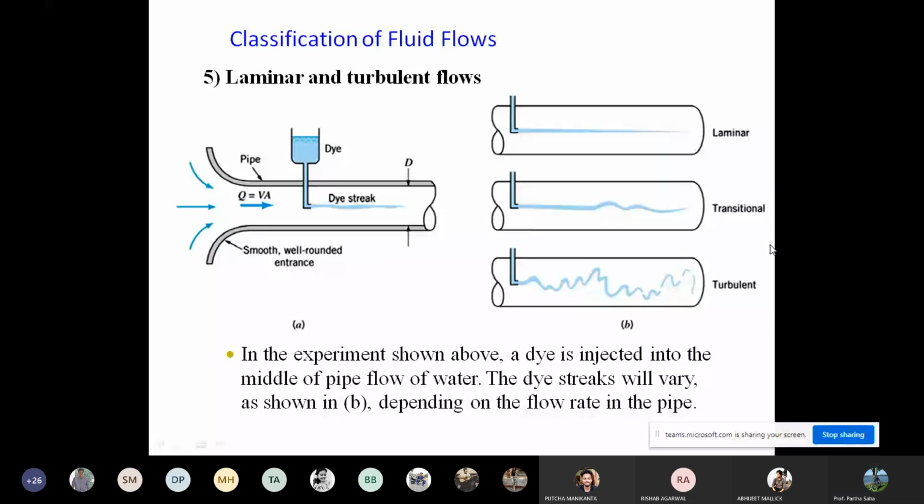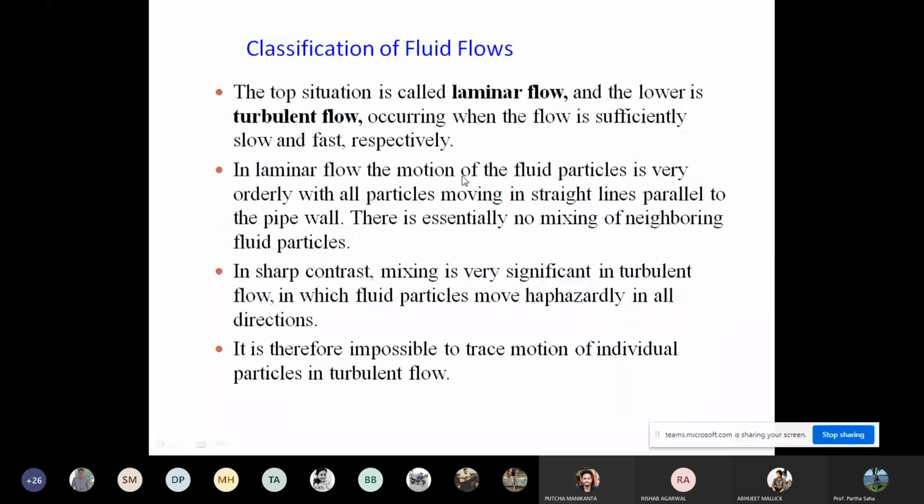Okay, so this actually explains what I just mentioned. The top situation is laminar, and the lower is turbulent flow. In laminar flow, the motion of the fluid particles is very orderly, with all the particles moving in straight lines parallel to the pipe wall. There is essentially no mixing of neighboring fluid particles. In sharp contrast, mixing is very significant and random in turbulent flow, in which fluid particles move haphazardly in all directions. It is therefore impossible to trace the motion of individual particles in turbulent flow. So that's the difference between turbulent and laminar.